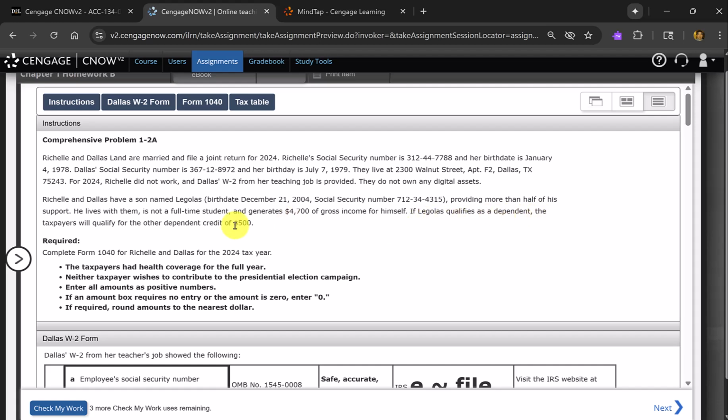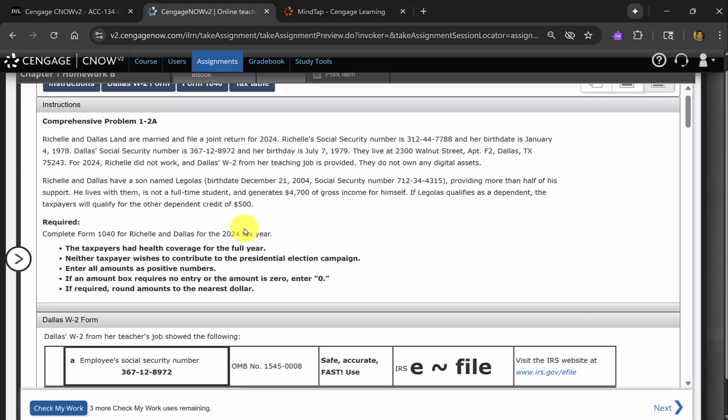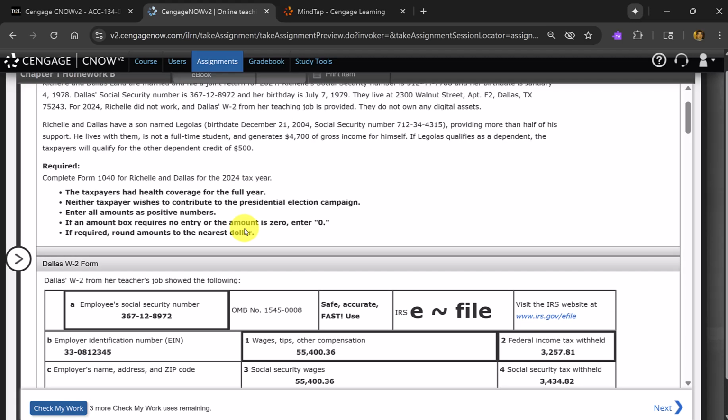And if he's a dependent, we're told we're going to be claiming the other dependent credit, which is $500 versus the $2,000 child tax credit that we've also learned about here in chapter 1. Okay, so $500 credit if he qualifies, and he's qualifying as dependent. He's already listed down for us on the return.